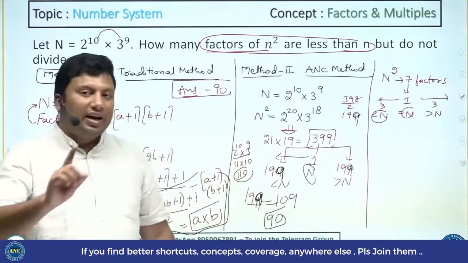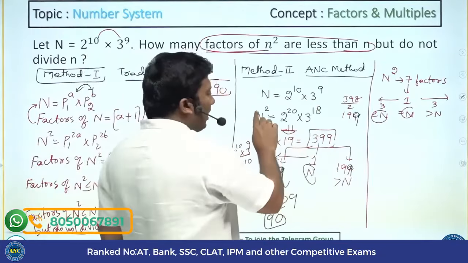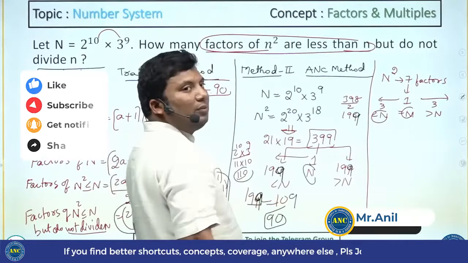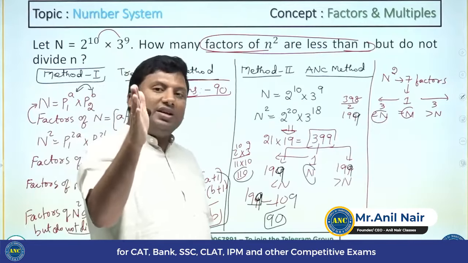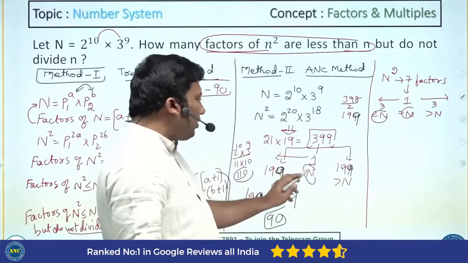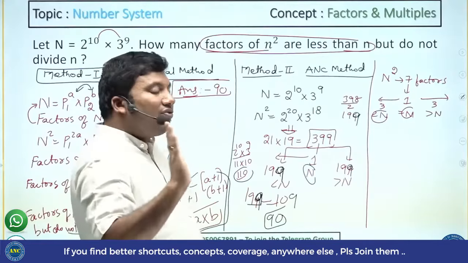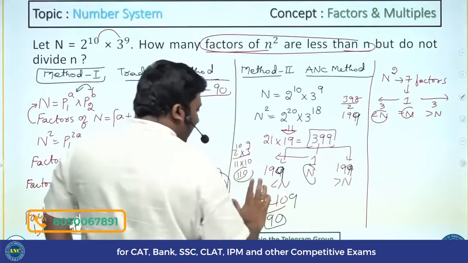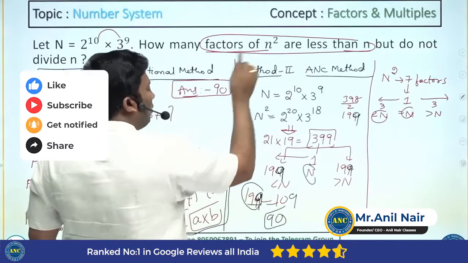Logically you can solve it. Again I am repeating it. N is 2 power 10 into 3 power 9. N square will be 2 power 20 into 3 power 18. How many factors will be there for this number? 21 into 19 is 399. 399, it is a perfect square, odd number of factors. One factor will be equivalent to n. Remaining 398. 199 will be less than n, 199 will be greater than n. So it is 199 less than n, but do not divide n.